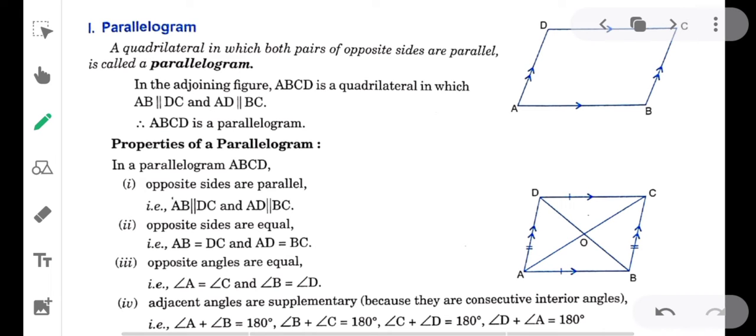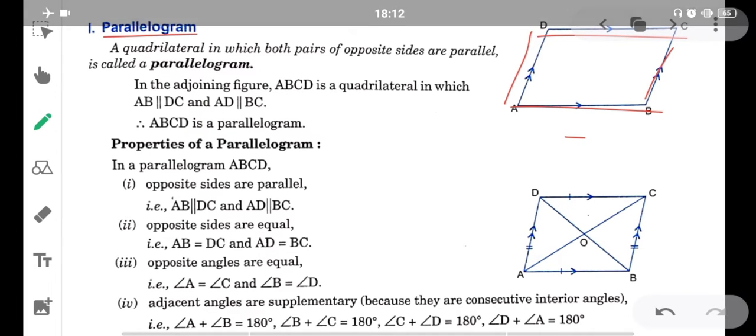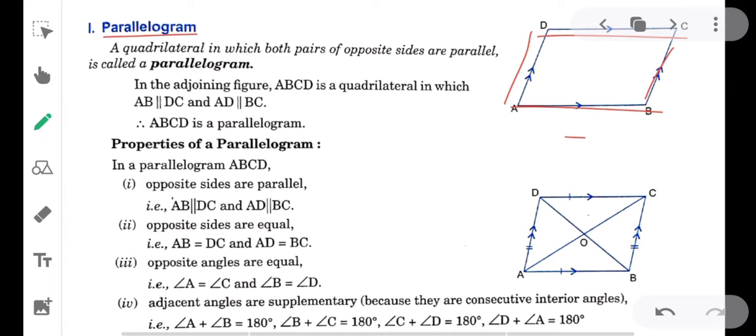Okay, next, various types of quadrilaterals. So the first type is parallelogram. A quadrilateral in which both pairs of opposite sides are parallel is called a parallelogram. So ABCD is a quadrilateral where AB is parallel to CD and BC is parallel to AD. Now we can see ABCD is a parallelogram because opposite sides are parallel.